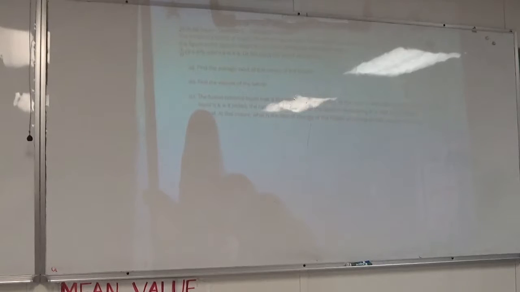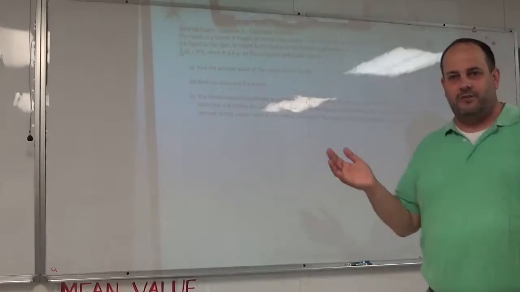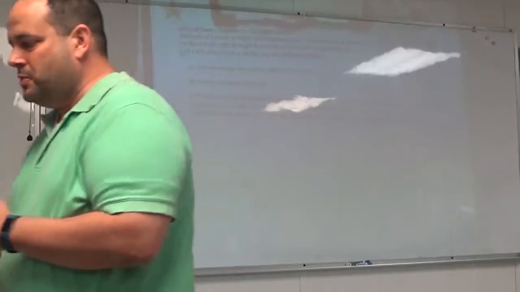Part C, the funnel contains liquid that is draining from the bottom. At the instant when the height of the liquid is h equals 3 inches, the radius of the surface of the liquid is decreasing at a rate of 1/5 inch per second. At this instant, what's the rate of change of the height of the liquid with respect to time? This is the new area volume question for the College Board. At least it was in 2016.